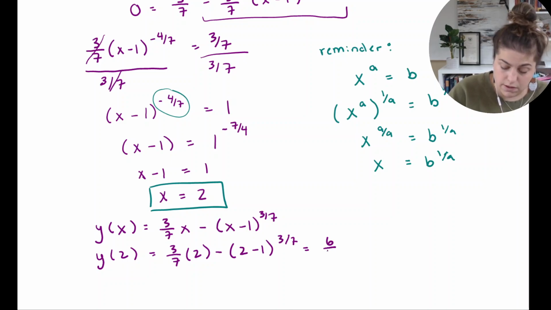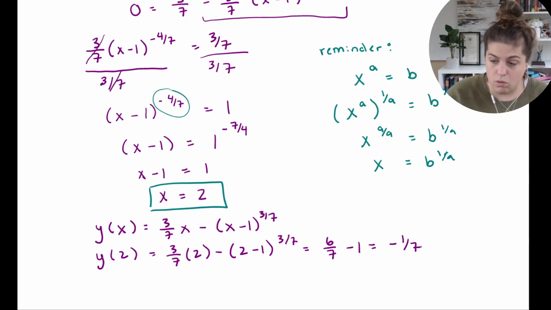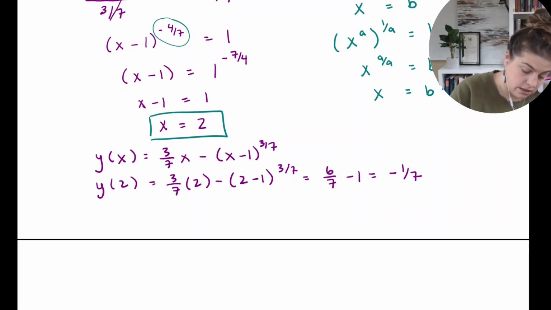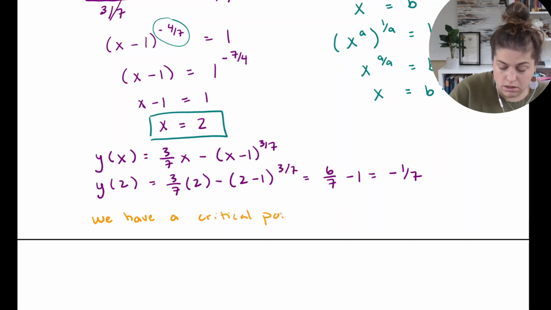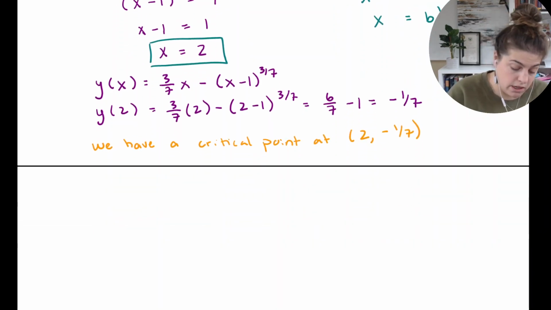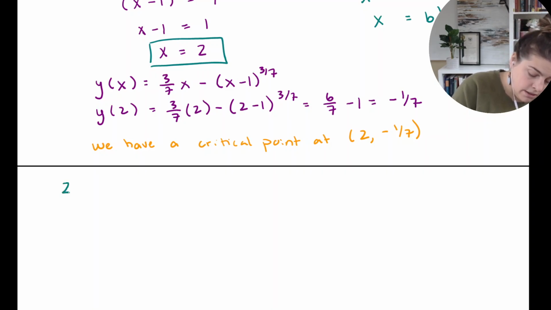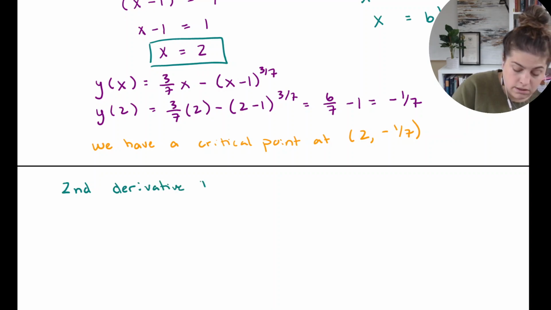It's going to give me 6 over 7 minus 1, so negative 1, 7. So we have some kind of critical point at 2 and negative 1, 7. Okay. We can use the second derivative test here to figure out if that's a max or a min, right?